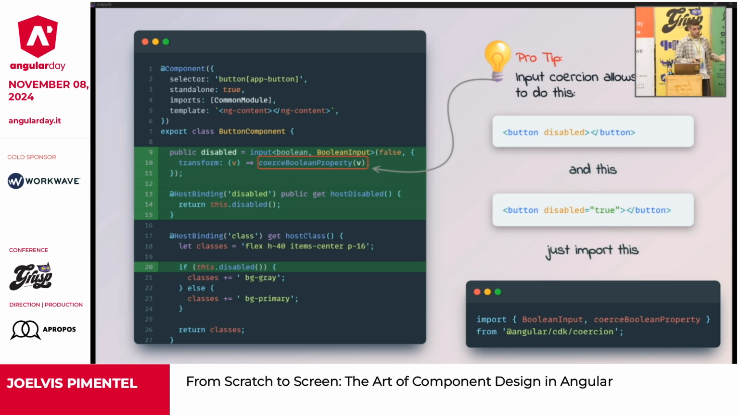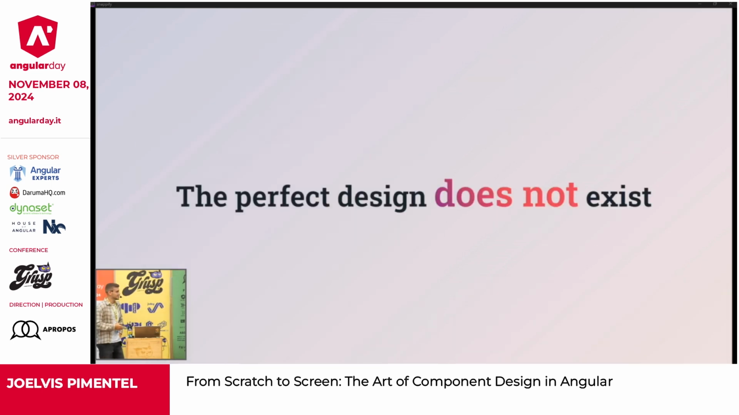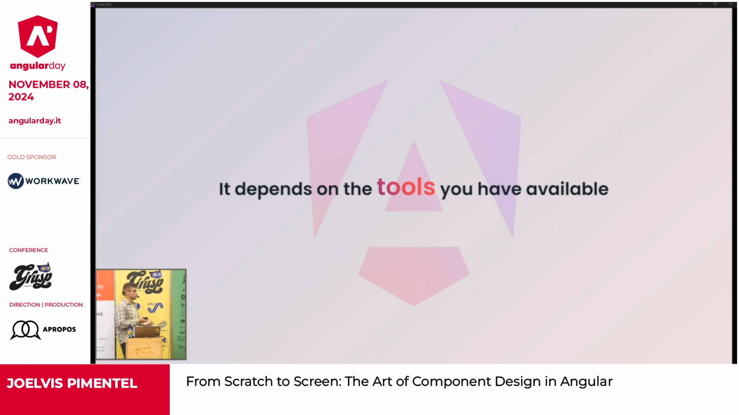So we did it. We made the perfect button, right? Well, I lied to you. All this button example was a clickbait. A clickbait. Yeah, thank you. Well, that's because the perfect design does not exist. Actually, the perfect design does not exist because it depends on mainly two factors. It depends on the tools we have available, and in our case, it's Angular and the tools Angular provides to us.